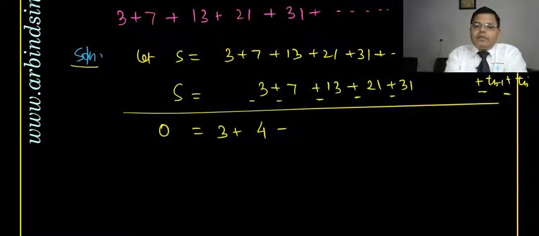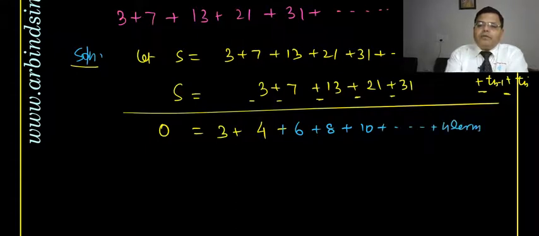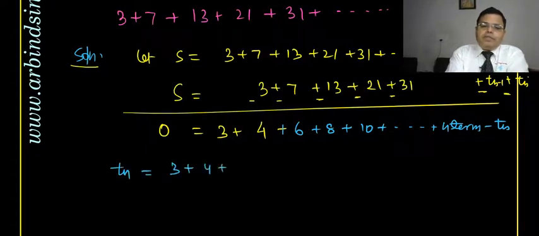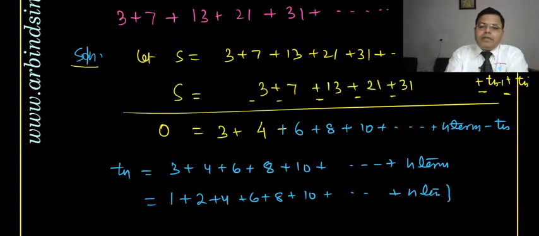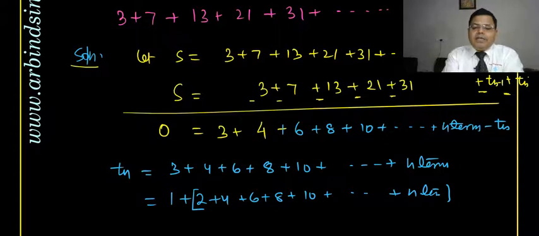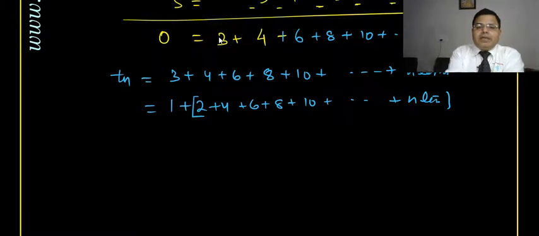I hope you got it. So 7 minus 3 is 4, plus 13 minus 7 is 6, plus 8, plus 10, and so on up to n terms, minus tn. This tn comes to this side, and tn equals 3 plus 4 plus 6 plus 8 plus 10 up to n terms. That can be written as 1 plus 2 plus 4 plus 6 plus 8 plus 10 up to n terms, because 3 is being distributed into 2 terms, so the number of terms remains n, but 1 is extra.